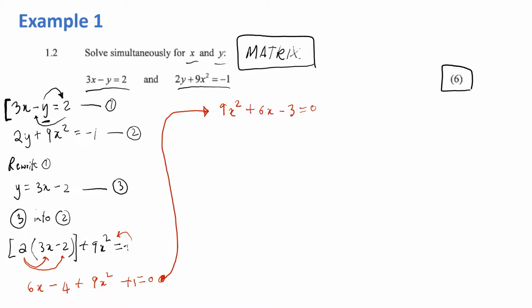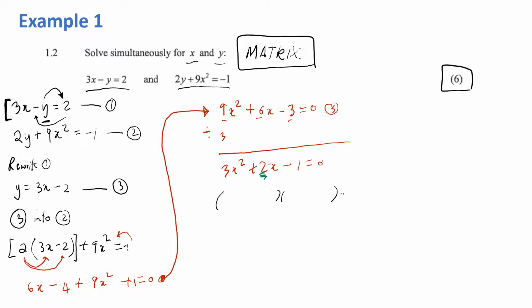The first thing that pops out to me now is I have to also simplify this equation. I can see that these are all factors of 3, so I'm going to divide by 3. And I get 3x squared plus 2x minus 1 equals 0. Okay. Solve this. Let's do this by inspection.